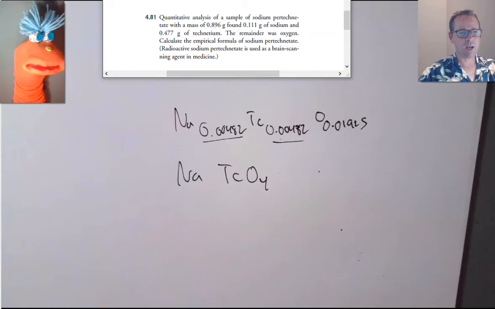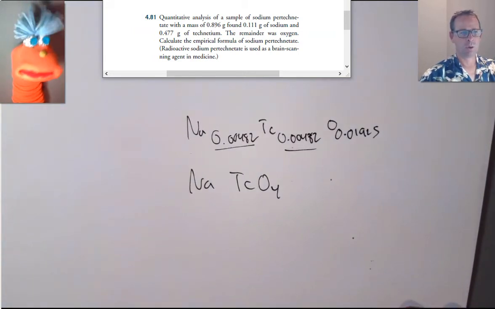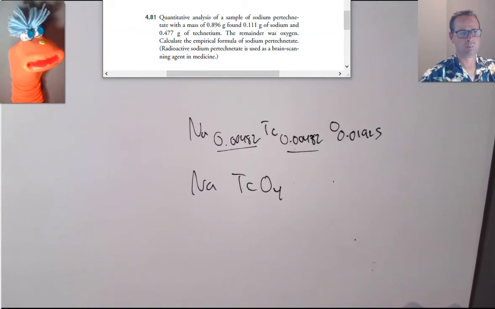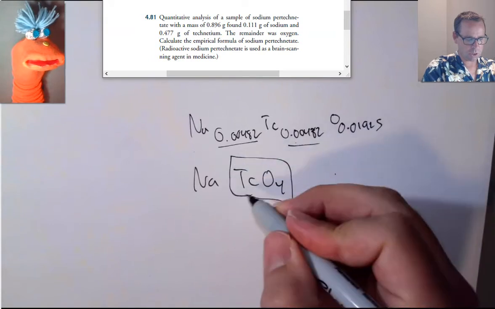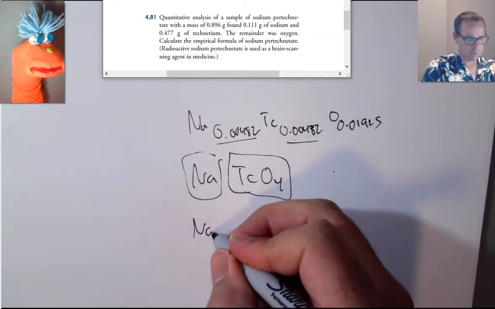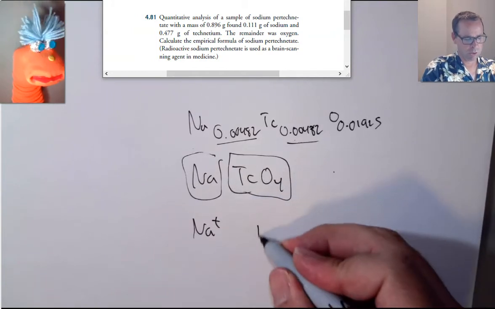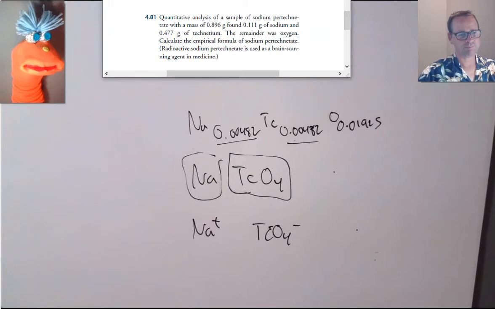Hey, what kind of compound is this? Molecular or ionic? Oh yeah, it has a metal, so ionic. That's right. It's an ionic compound. What is the charge on these ions then in that ionic compound? Sodium's +1. Very good. So that means the TcO4 must be a -1. Very good. Excellent job.